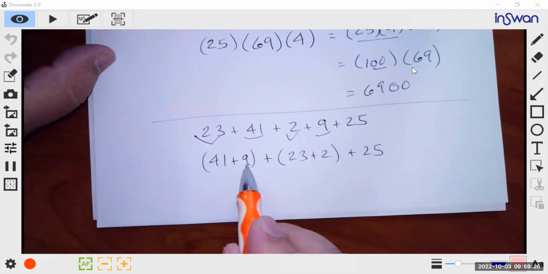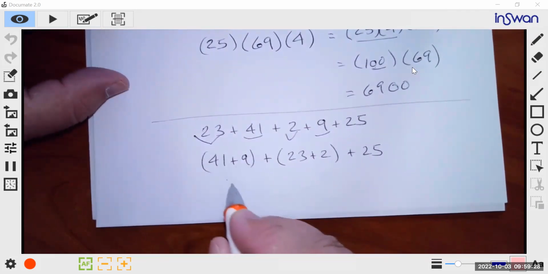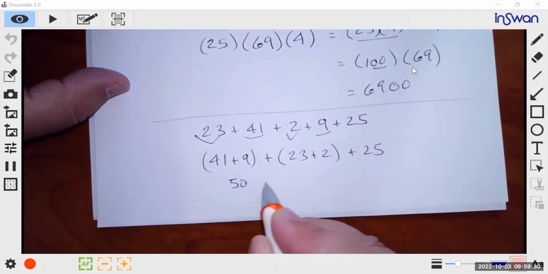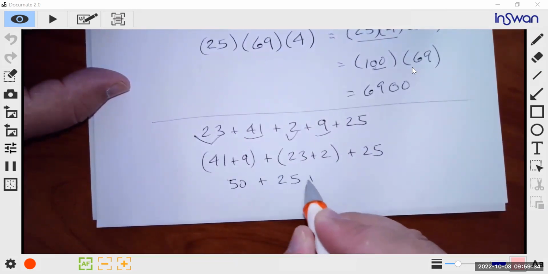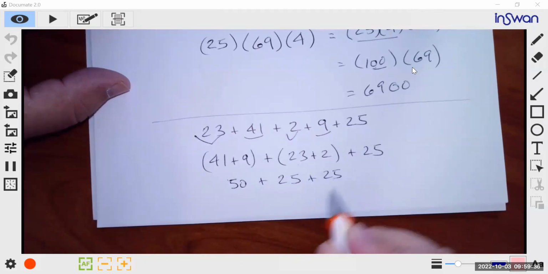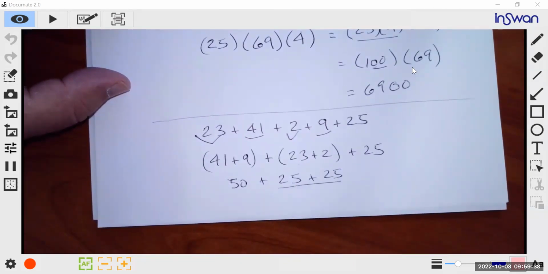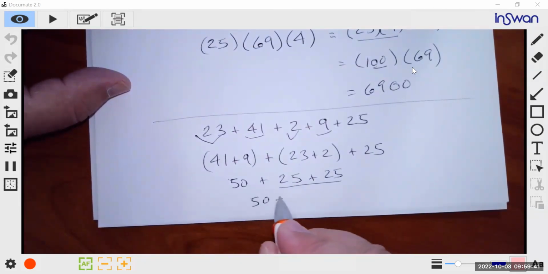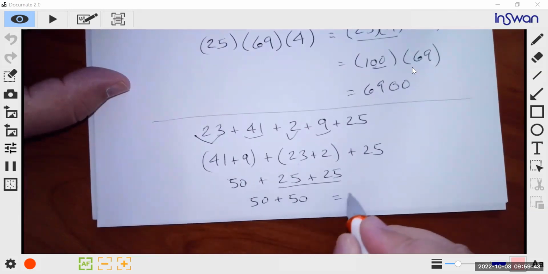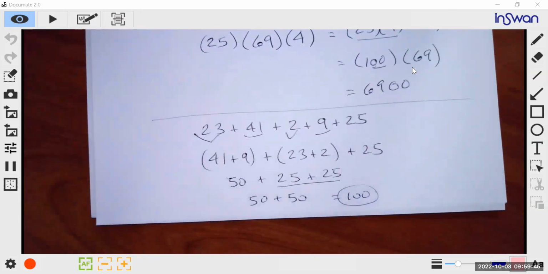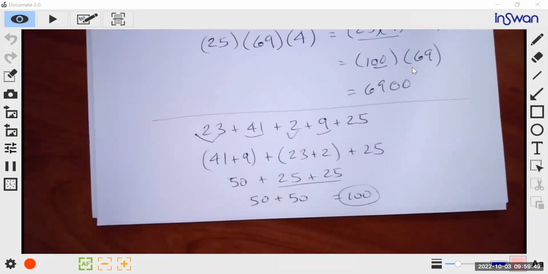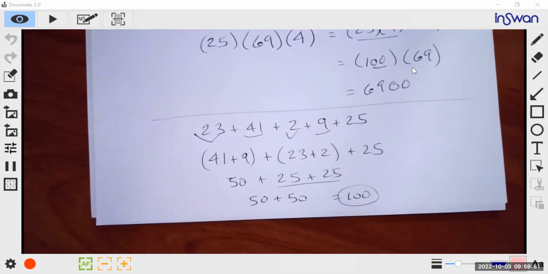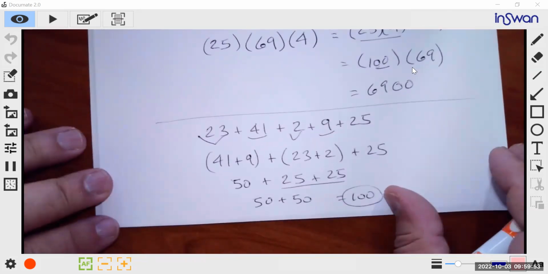So 41 plus 9 is 50. 23 plus 2 is 25. 25 plus 25 is 50. 50 plus 50 is 100. This is why calculators are not necessary. If you look at the numbers, move them around, do the easy ones, you could do everything in pencil and paper.